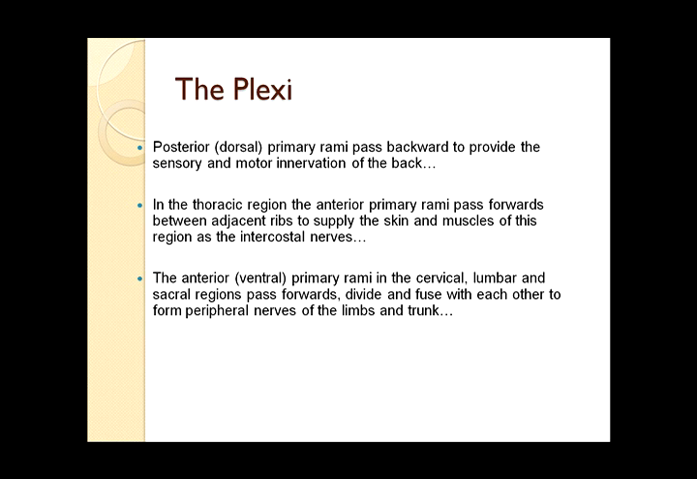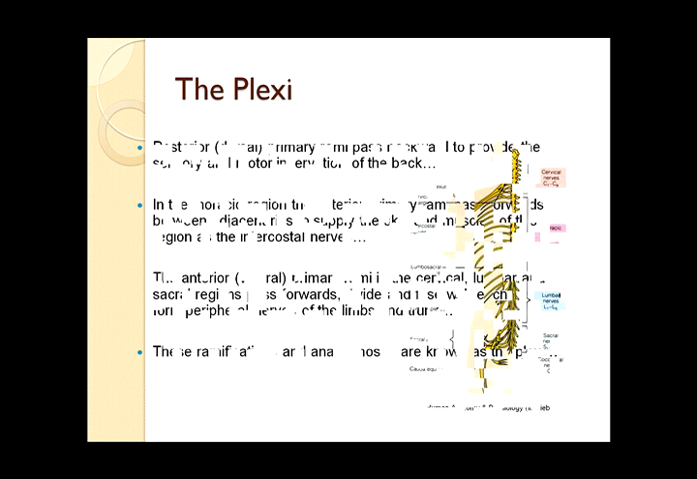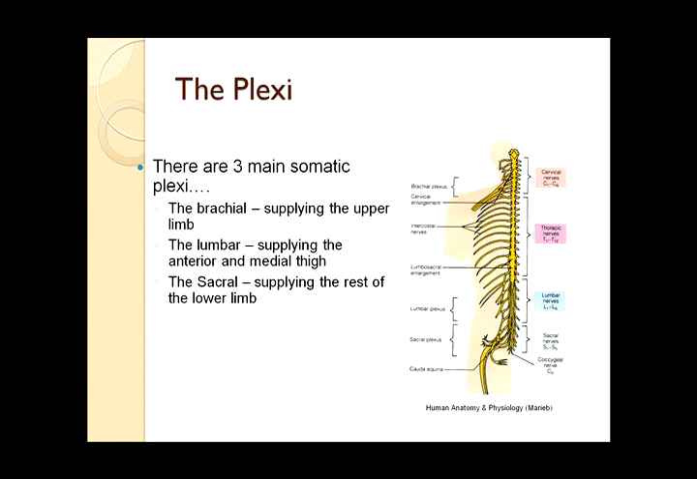However, the anterior primary rami in the cervical, lumbar and sacral regions pass forward. The fibers of each individual primary ramus divide and fuse with adjacent anterior primary rami, and these go on to form the peripheral nerves of the limb and the trunk. The area in which the anterior primary rami divide and fuse together again is known as the plexus, and there are three main plexi that need to be learnt.